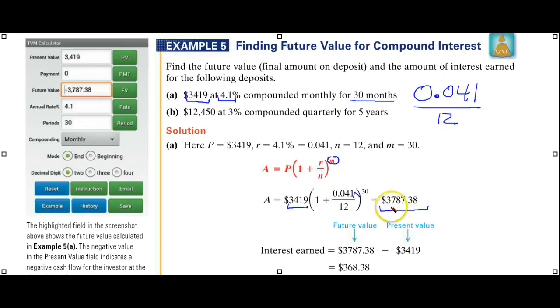So if this is the future amount and this was the original amount, the present value, then the interest earned, as we can see right down here, is $368.38. Now on your calculator you may have gotten some other digits, but you have to round off carefully here.